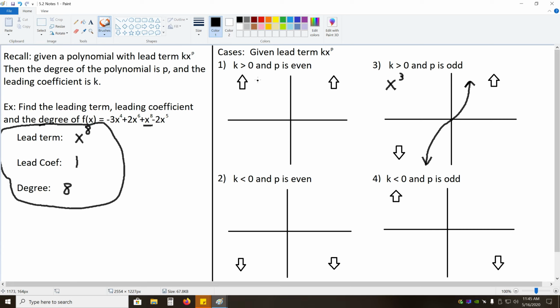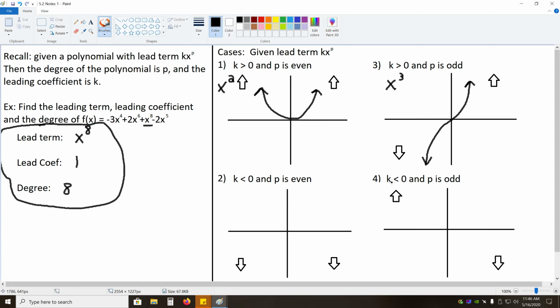The same thing is true back here for when p is even. An easy example of that would be x squared, where we have a parabola. It starts in the top left and ends in the top right. So always use these basic examples as references to memorize the entire process.